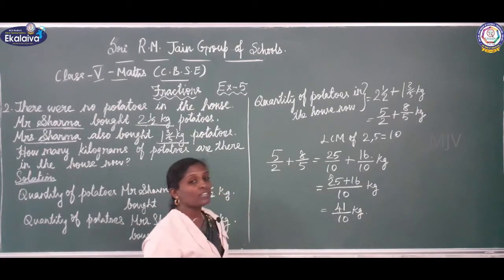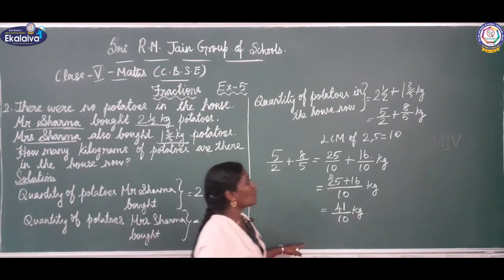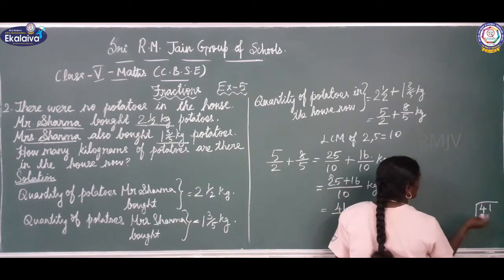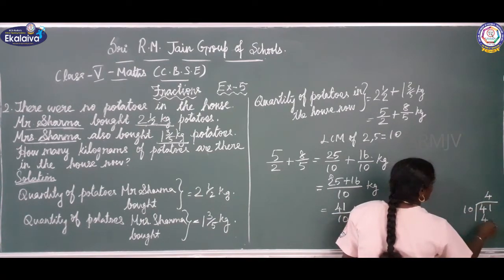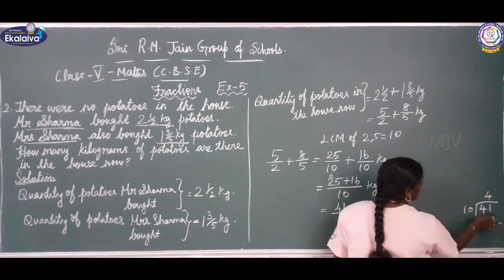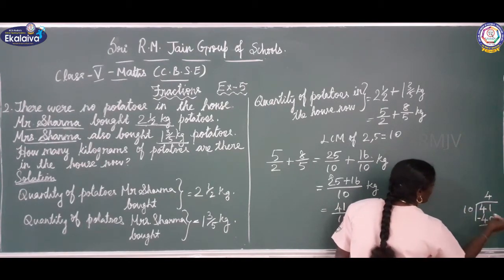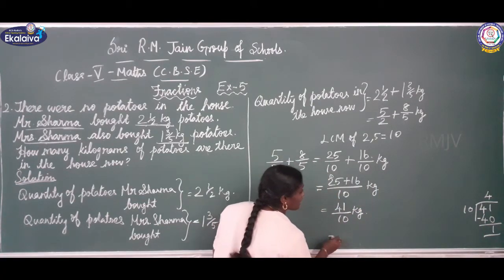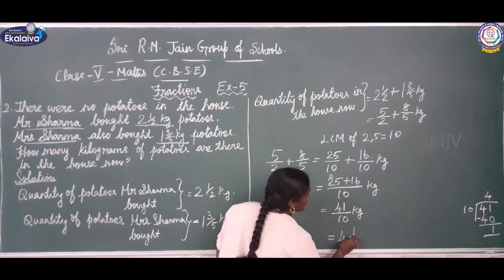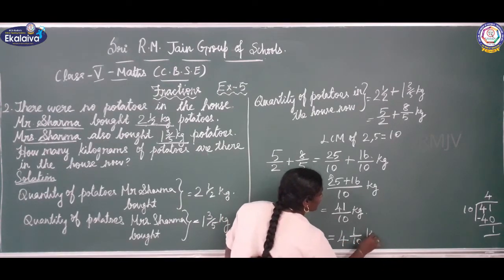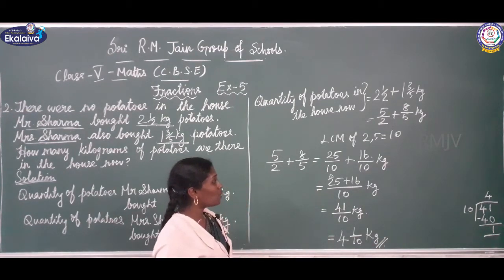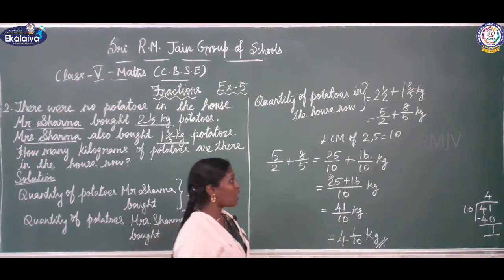Here 41 by 10 is an improper fraction. So we have to convert it into a mixed fraction. So we have to divide the numerator by the denominator. In 41, 4 times 10, that is 40. We have to subtract 41 minus 40, that is 1. So we have to write in the form of quotient, remainder by divisor. So we will get 4 1 by 10 kilogram. So 4 1 by 10 kilogram of potatoes are there in the house now.